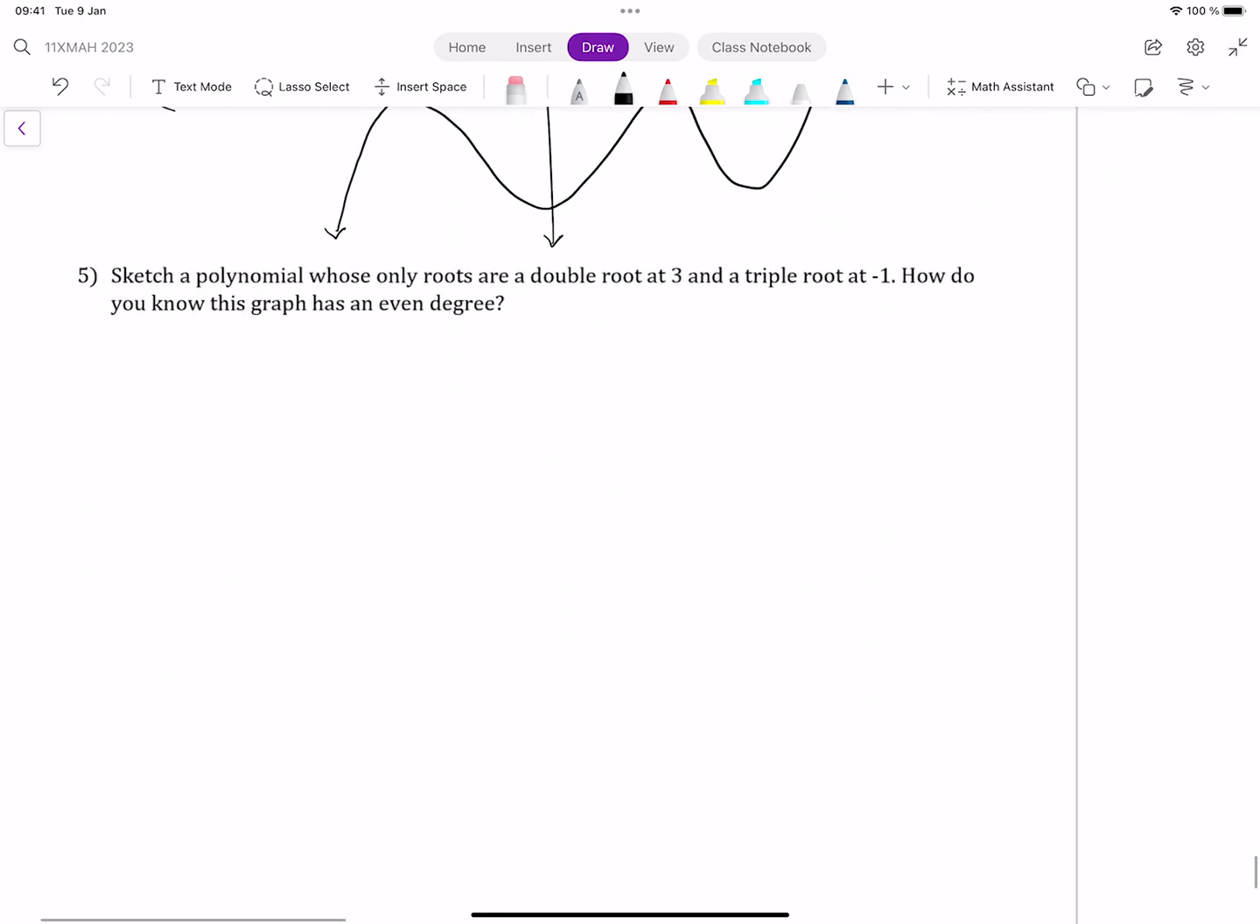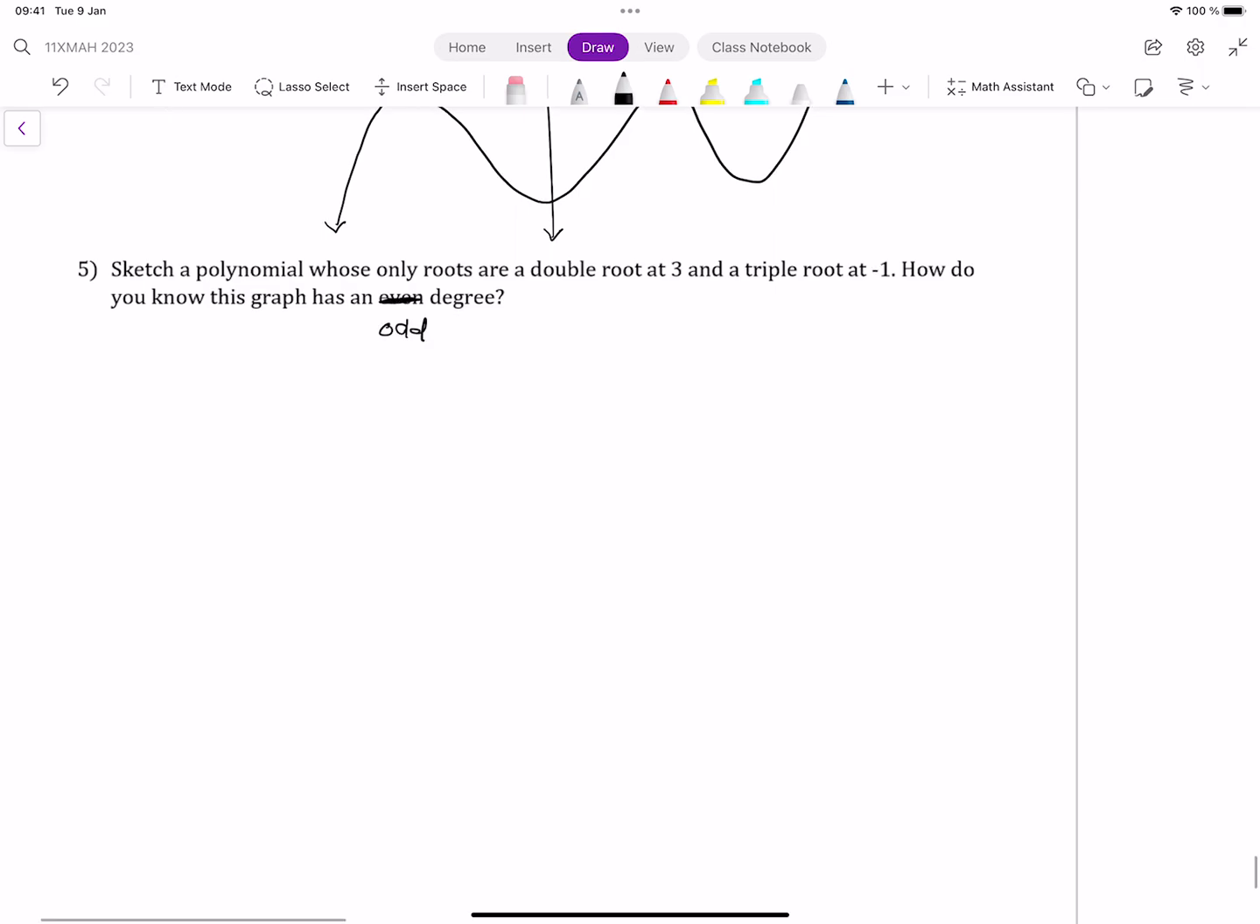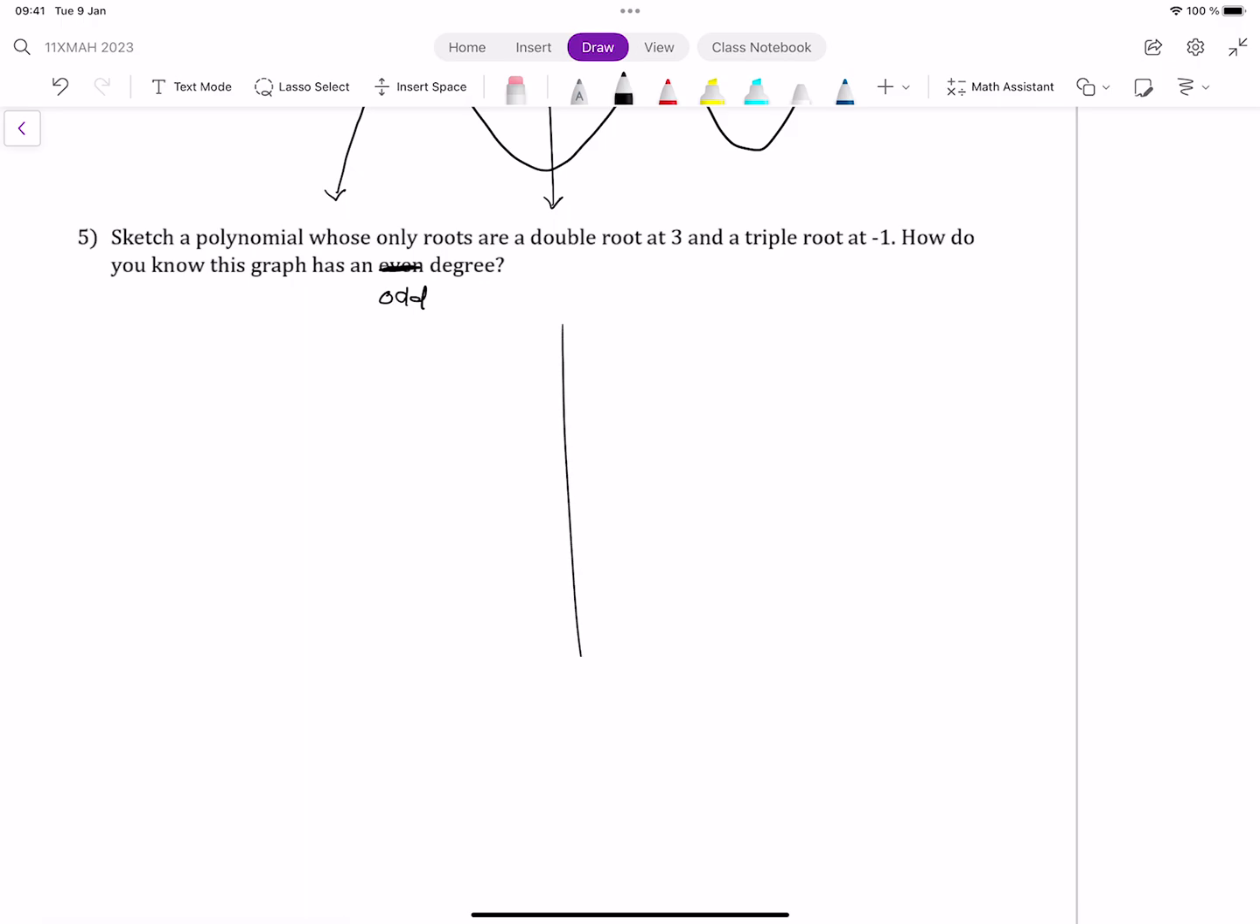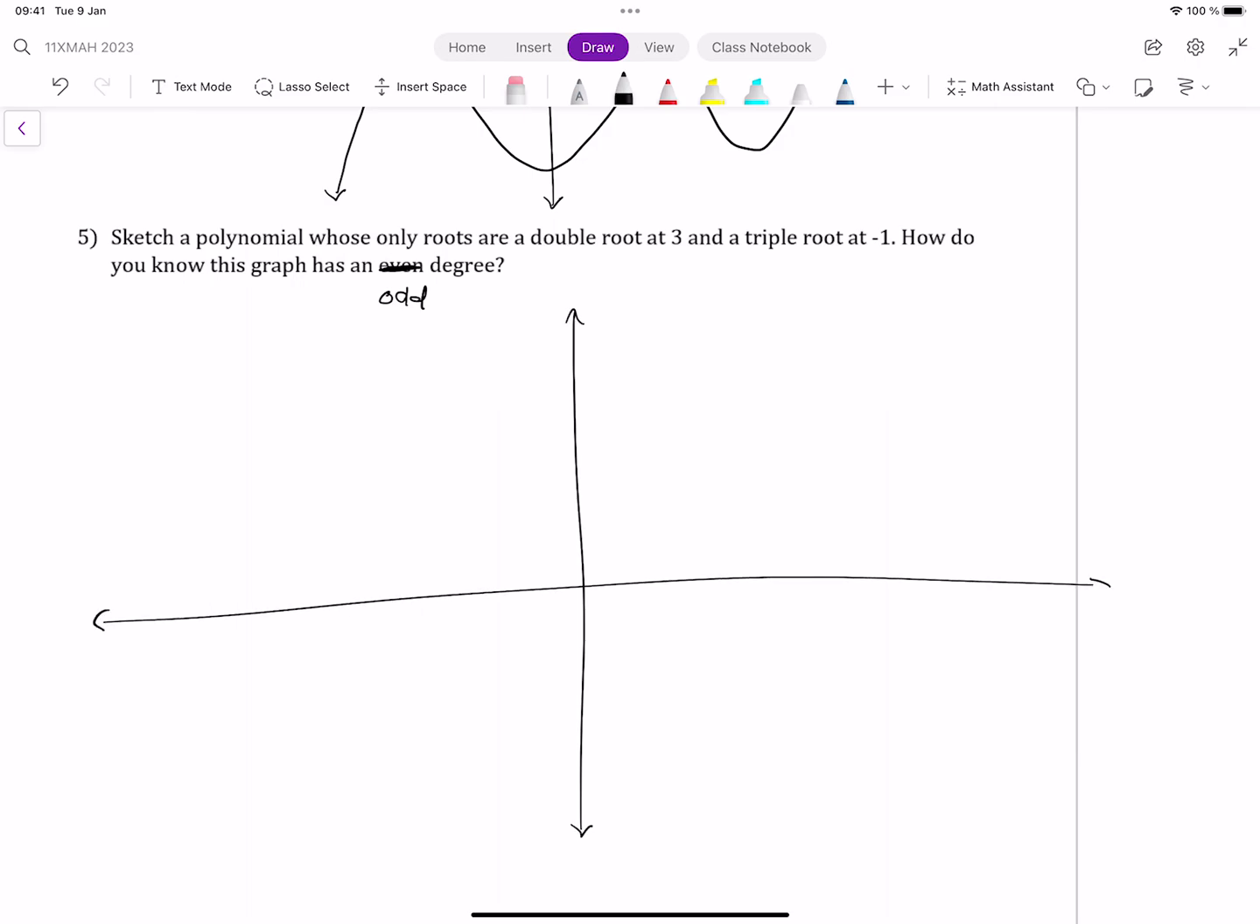Number 5. Now, number 5, I think there's a mistake. This has to be odd. Okay, so draw a nice graph. Sketch a polynomial whose only roots are a double root at 3 and a triple root at -1. How do you know that this graph has an odd degree? Okay, yeah, so that's definitely, it has to be odd.